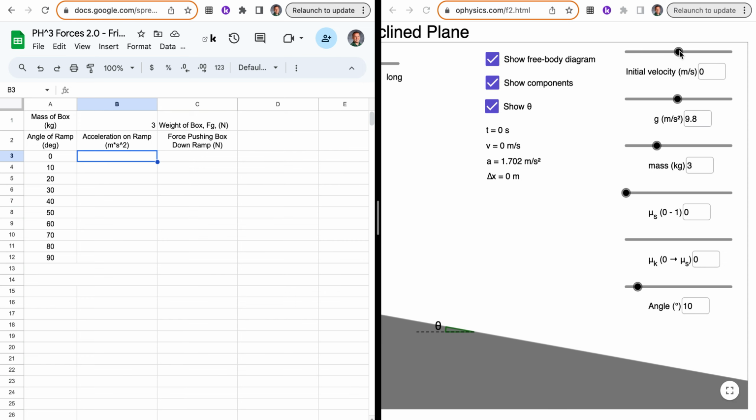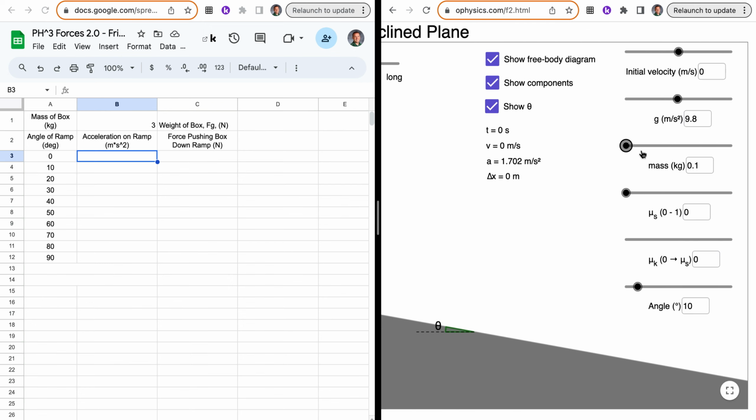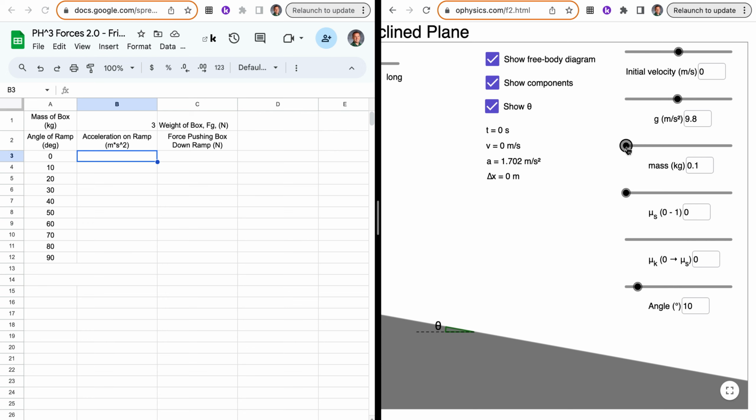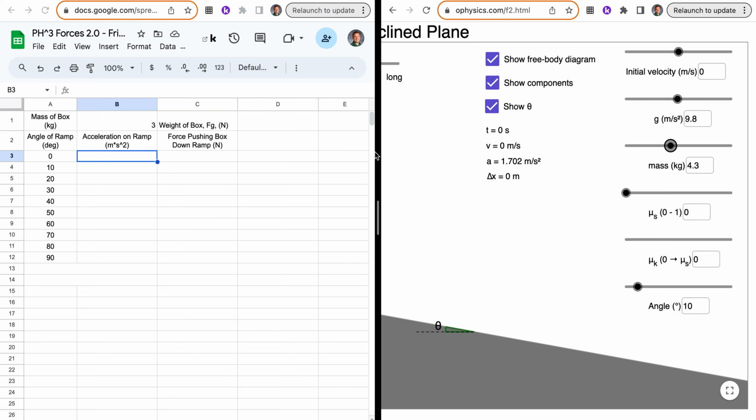Initial velocity, we're going to go ahead and set to 0. Gravity, just 9.8. Mass at 3, or really this value you can change however you would like. I just have mine set up as 3 or 4.3. Doesn't really matter what that value is. Okay, and then we're going to set up a data table that's going to look like this.